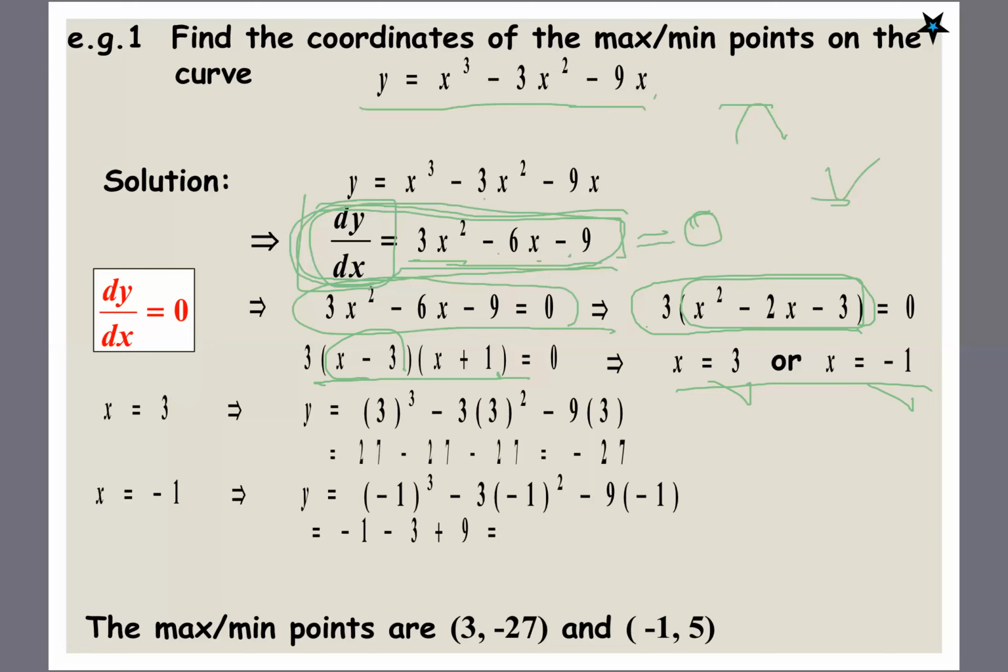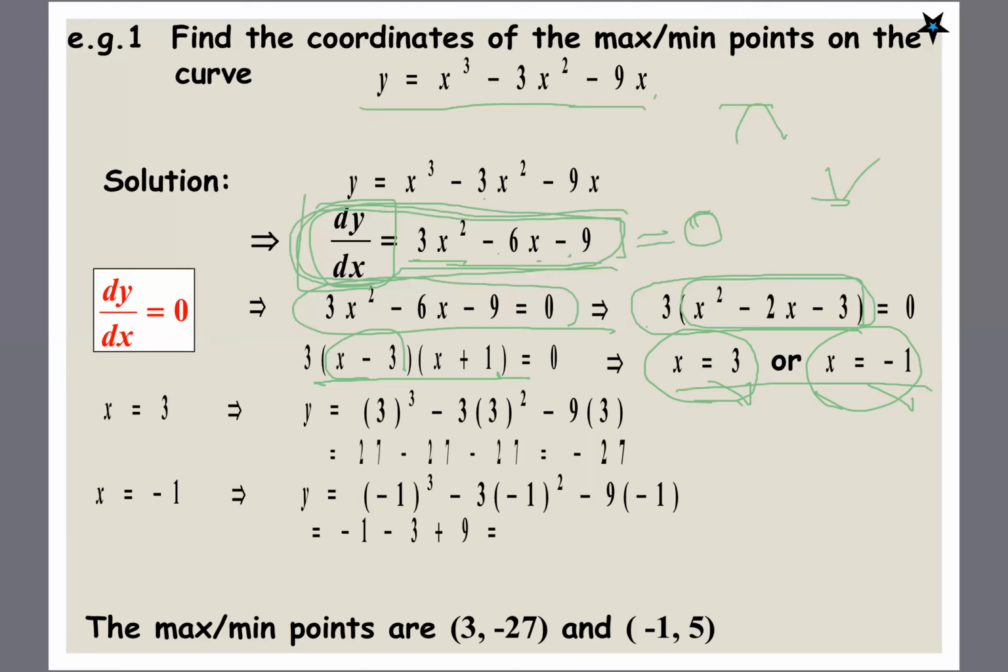Okay? So there are two values of x, but in here, we don't know which one is the maximum and which one is the minimum. But we know when x equal to 3 or when x equal to minus 1, these two points have no slope, that means maximum or minimum value, right? And further, by substituting this value in the original function, you can get the y value also. That means coordinate points, right? I will show you that also.